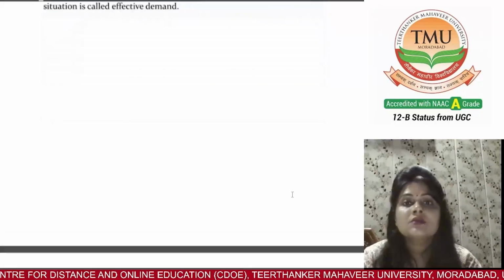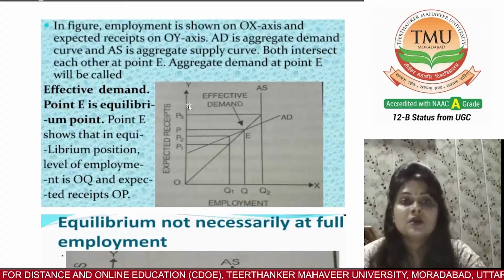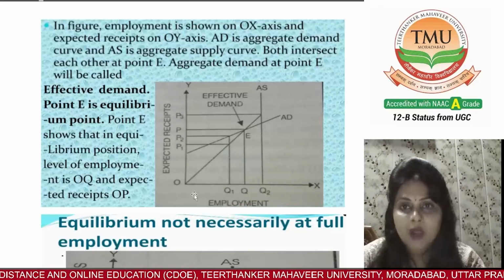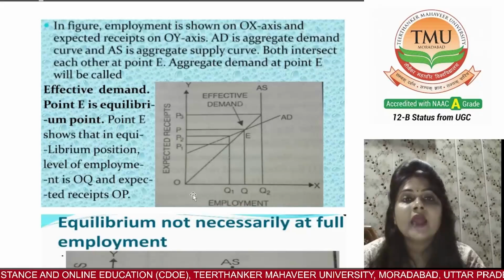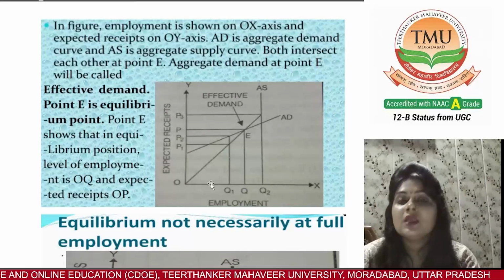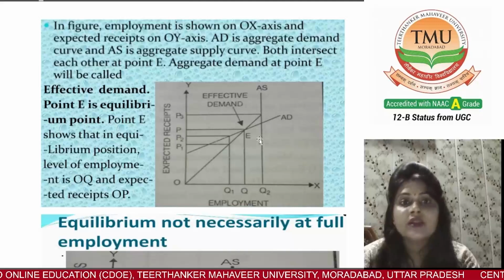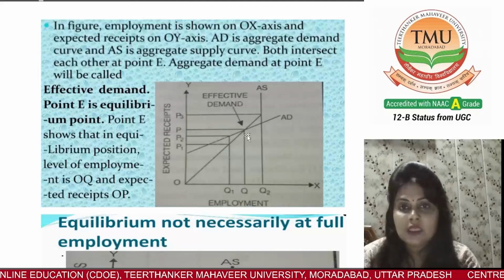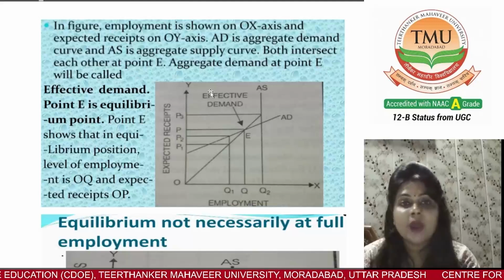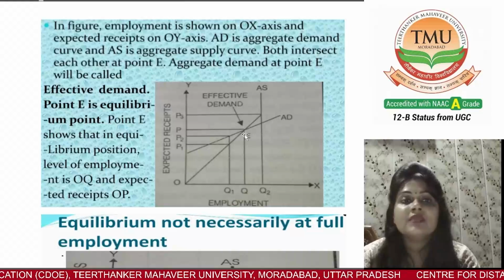You can see it in the diagram. In this figure, employment is shown on the x-axis and the expected receipts on the y-axis. AD is the aggregate demand curve and AS is the aggregate supply curve. Both intersect each other at point E. Aggregate demand at point E will be called the effective demand. Effective demand point E is an equilibrium point.